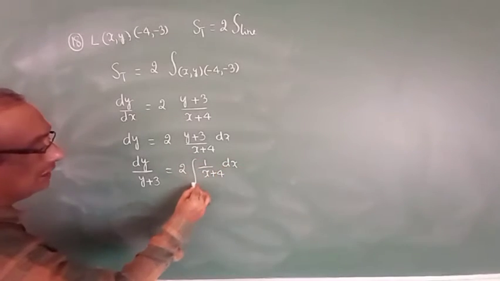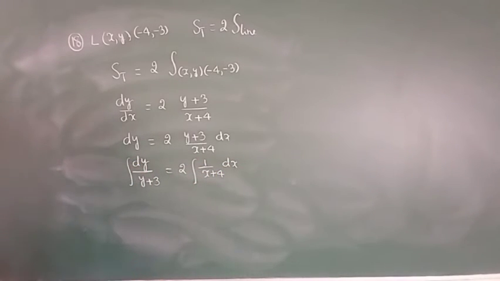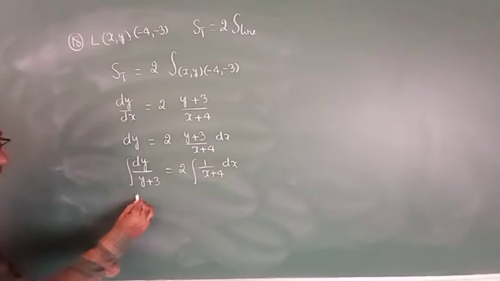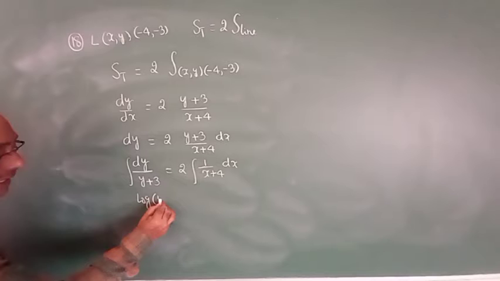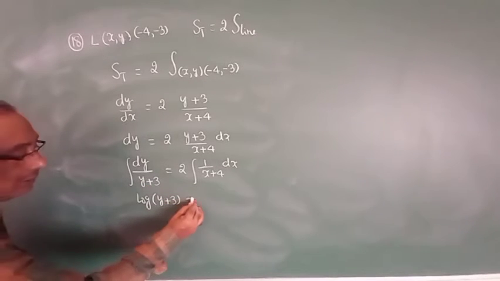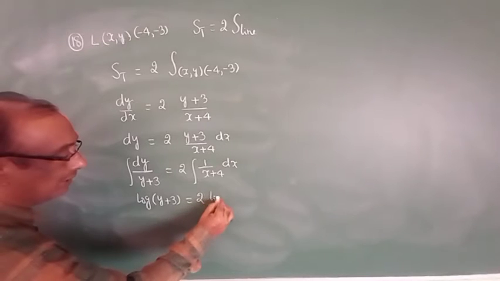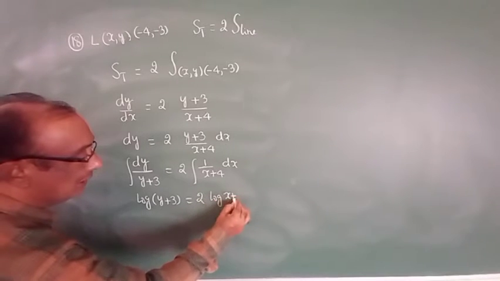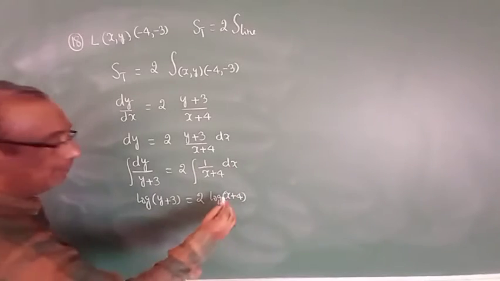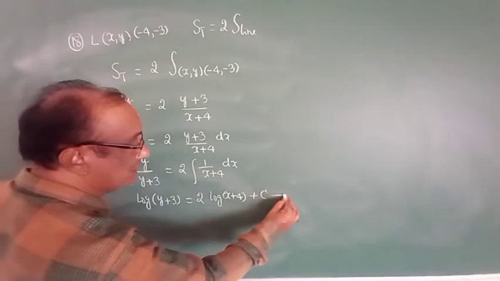Now the exact derivative is completed. Apply the integration. This is the log x model. Log of (y plus 3); the derivative of y plus 3 with respect to y is 1. Equals 2 into log of (x plus 4); the derivative of x plus 4 with respect to x is 1; plus integral constant c.